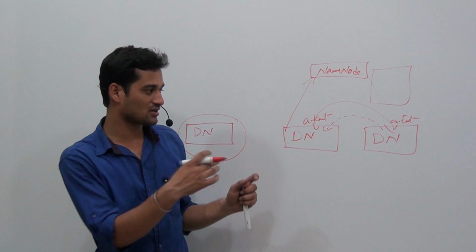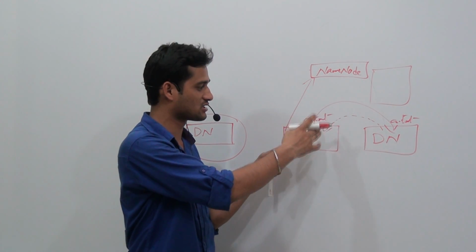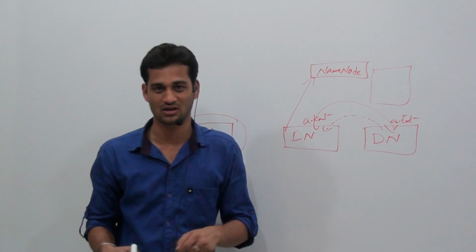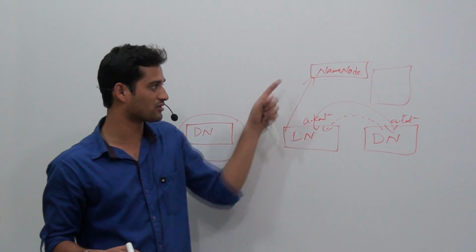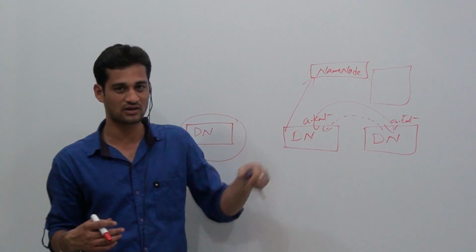Basically, here data nodes can directly talk to another data node and give that same replication to some other data node where you have free space, but the data node will never approach the name node to talk to another data node to give that same replication.